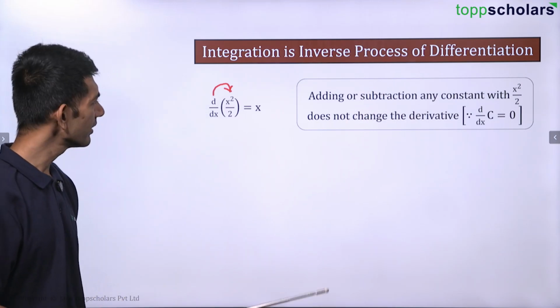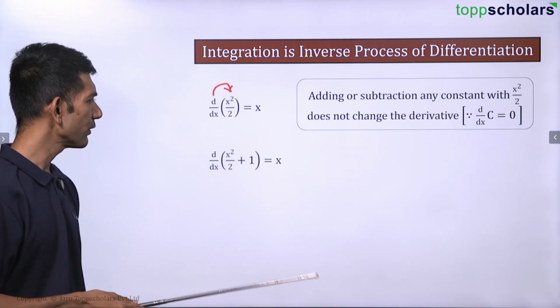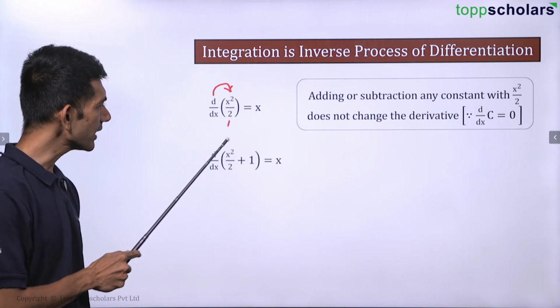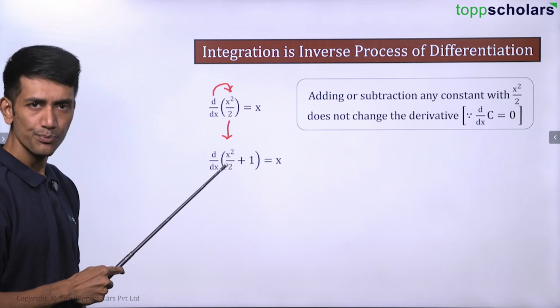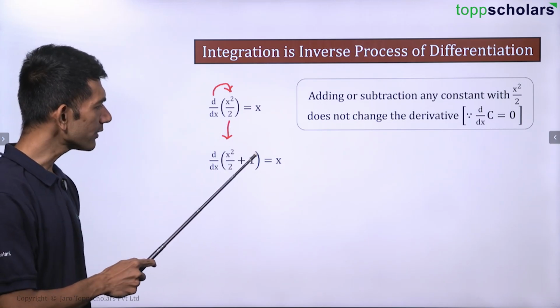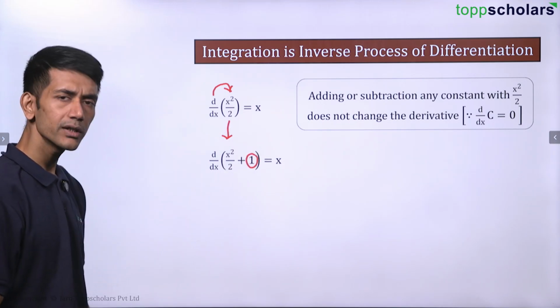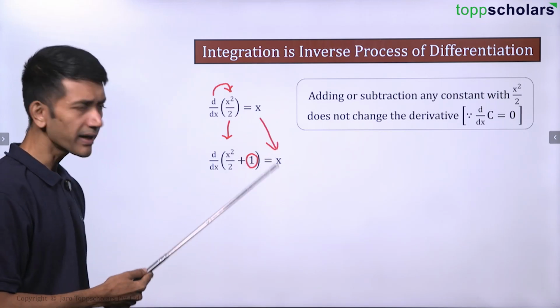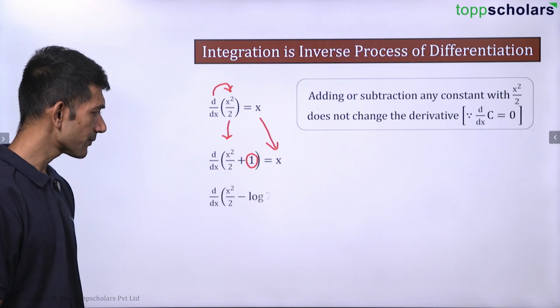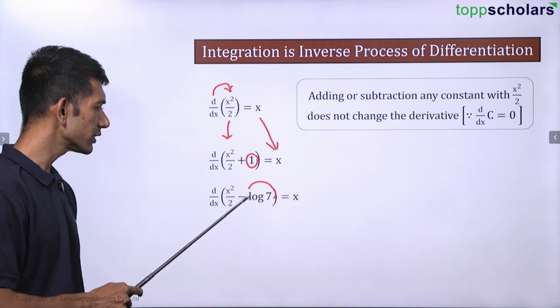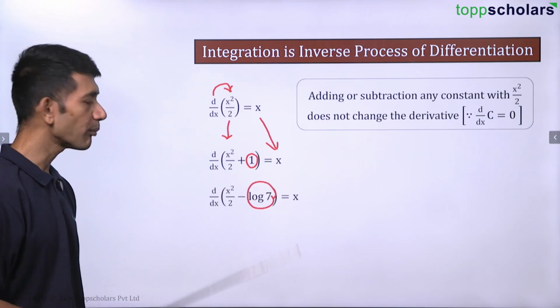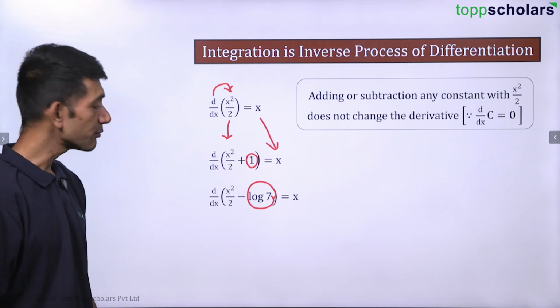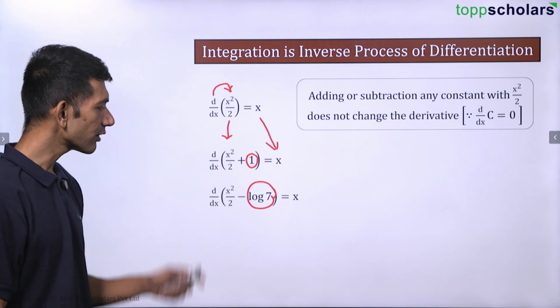What does that mean? Let us have a look at an example. Here I am taking x square by 2 and adding 1. What is the derivative of 1? The derivative of 1 is 0. So it doesn't matter, you still get x. If I take 5, 10, 20, it doesn't matter, right? Say I take one more constant here, x square by 2 minus log of 7. This is minus log 7. This is a constant.